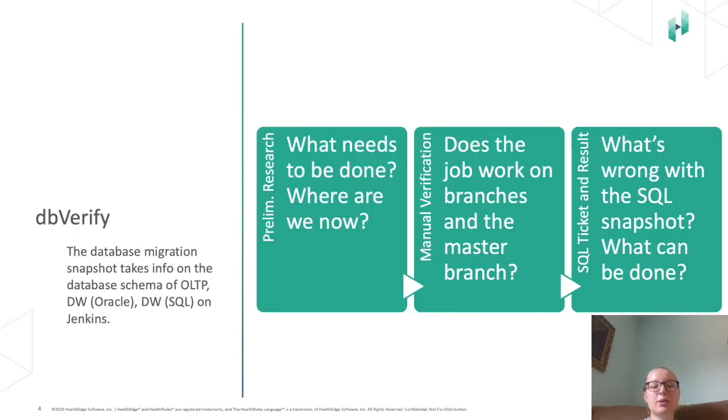And next, I looked at the database snapshot job in Jenkins, seeing if it was working on the master branch and all of the other branches, and then looking at the SQL snapshot job, which wasn't working, and looking at how we could fix that.